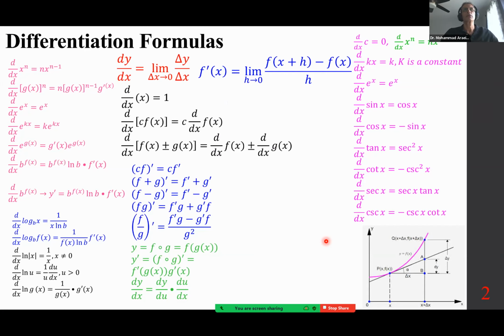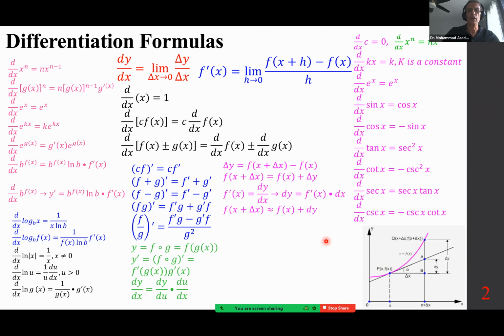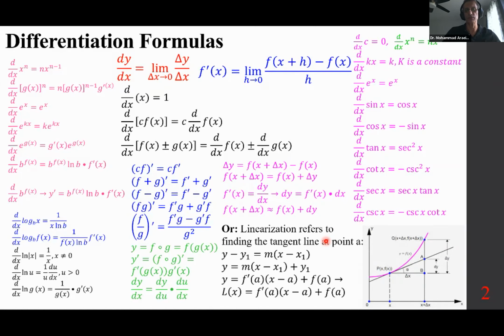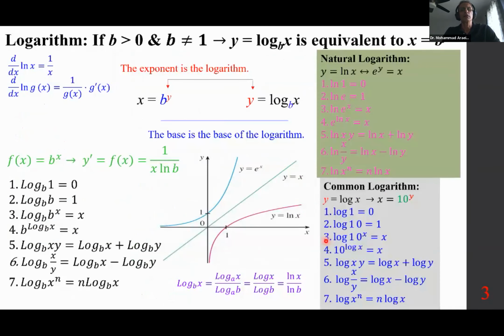Differentiation formulas. Hopefully everybody's comfortable with those. And the concept of differentials and linearization, which in short is simply finding a tangent line. Logarithmic properties, which will help us with differentiation involving logs.